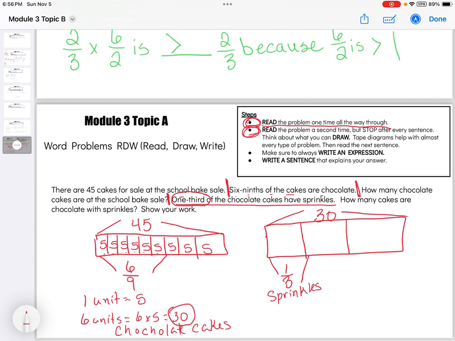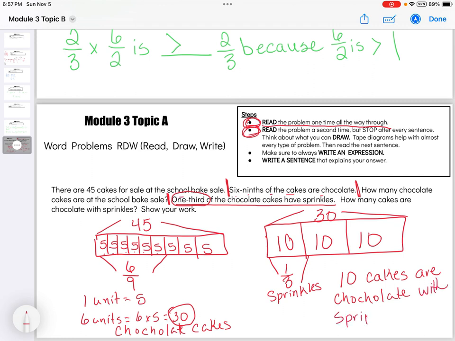Okay? Question is, how many cakes are chocolate with sprinkles? So 30 divided into 3 units would have a value of 10. That means 1/3 of the chocolate cakes have sprinkles, which means 10. So 10 cakes are chocolate with sprinkles.